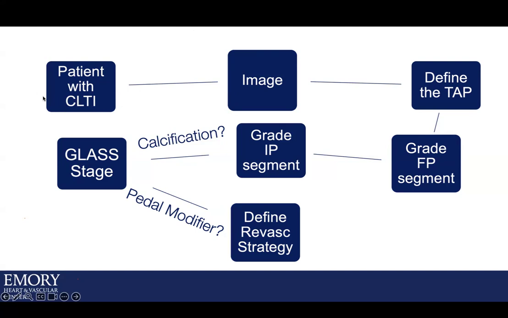One thing we have to mention when we talk about the GLASS stage is calcification. If you have a GLASS stage 1, for example, but the vessels are heavily calcified, that means there's more than 50% calcification in the lumen, then you have to increase the GLASS stage by 1. So the GLASS stage will go up from 1 to 2. Or if it was 2, it will become 3. But if it's 3, then it's 3. That's severe to begin with.